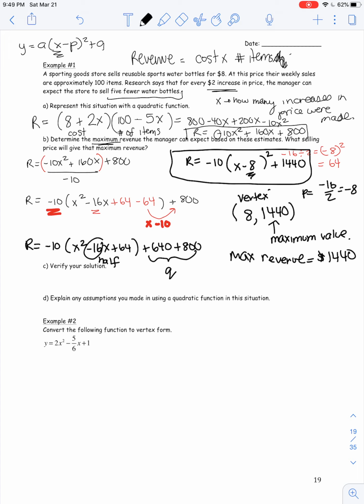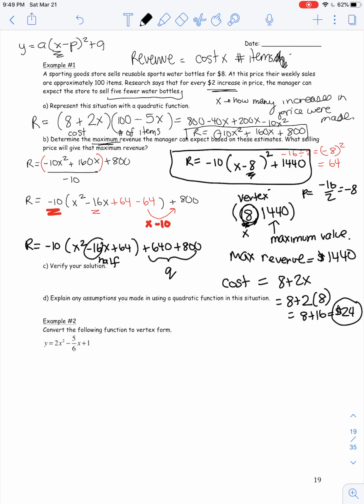The next thing we have to do is find out the cost. What is the selling price of this water bottle? Well, we can't just use this 8. The 8 is not the answer, but we can use it to get our answer. Remember, cost is equal to our bracket of 8 plus 2x. So in order to actually solve for the cost of the water bottle, we're going to have to go 8 plus 2 times the x coordinate of the vertex. So we're going to have to go 8 plus 16, and that's actually $24.